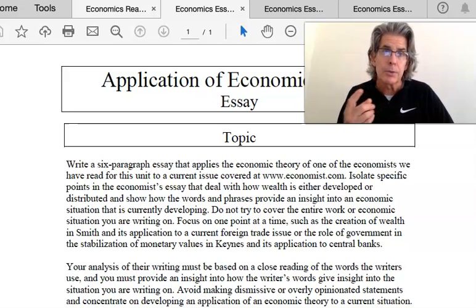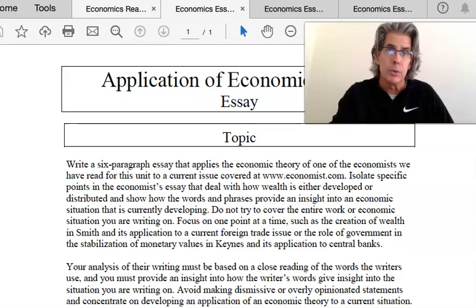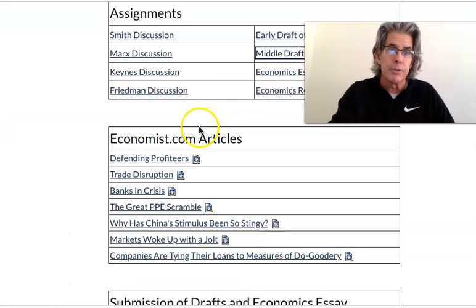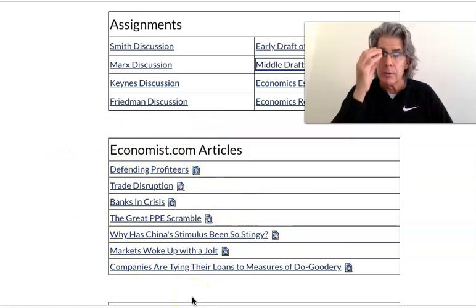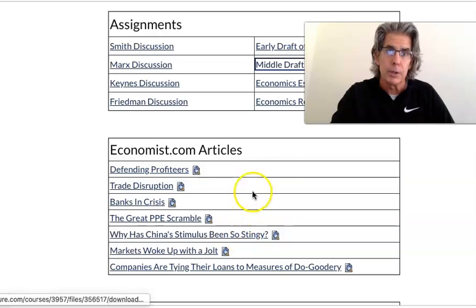And so you pick your theory, or really you pick your situation first. You find your Economist article that you want to work with. Okay, and let me go to that. You find your article, and you can pick any of the ones that I posted, and then find out which theory goes with it, and you'll be in good shape.